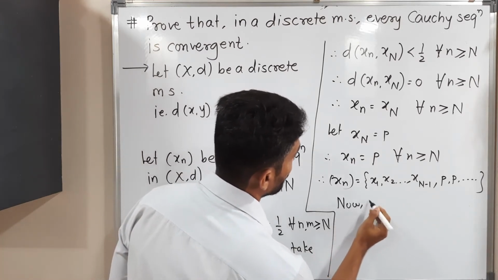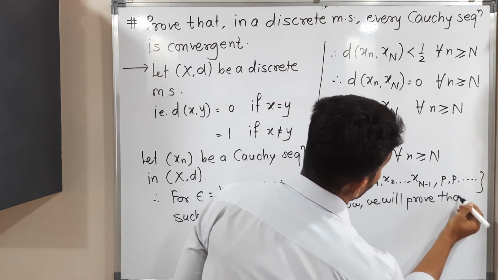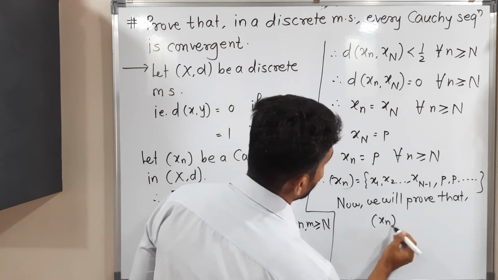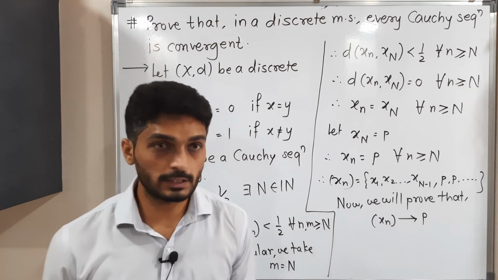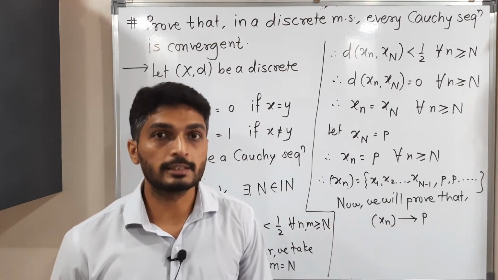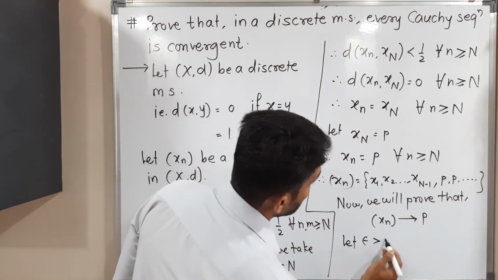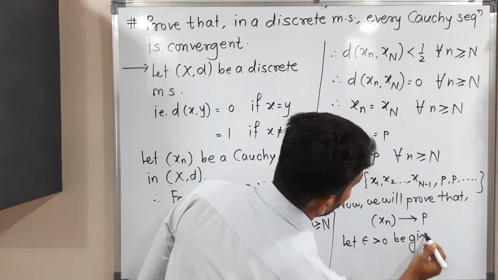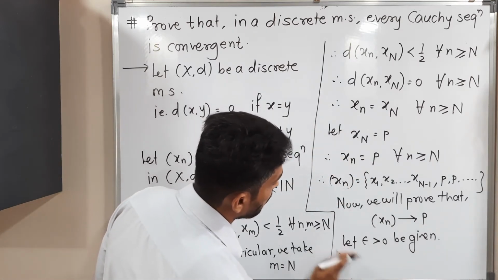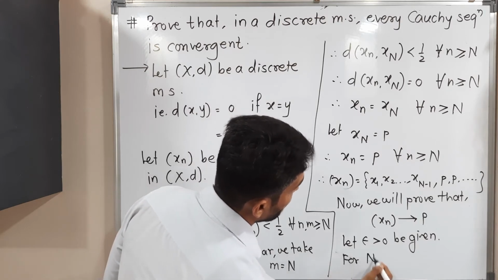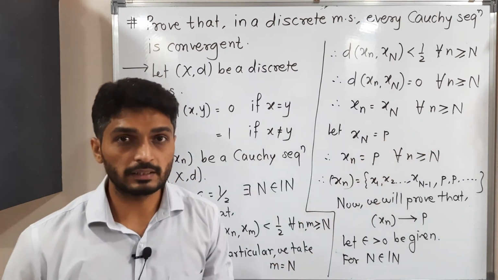Now we will prove that this sequence xn converges to p. Since we have to prove that every Cauchy sequence is convergent, we are going to prove it converges to p and hence it is convergent. Let epsilon greater than 0 be given. I have taken one epsilon. After that, for capital N belonging to the set of natural numbers, we already have some capital N. I am using the same capital N here.